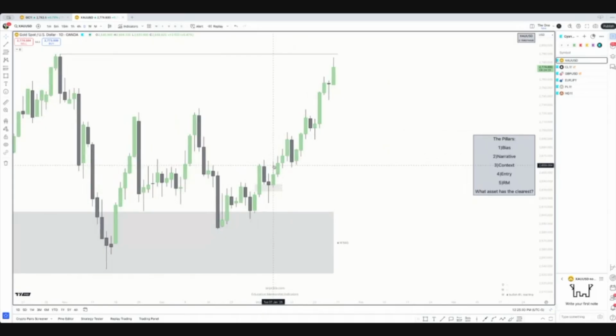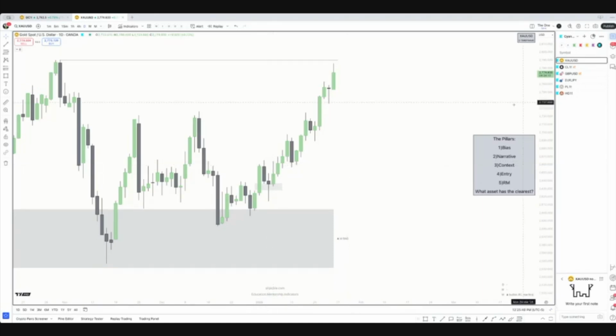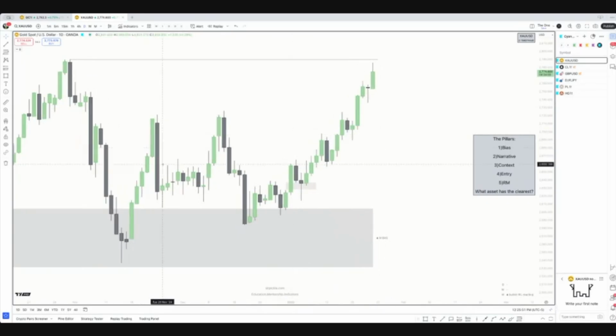How can we identify low probability conditions, and how can we identify once we are out of them? This is important to understand. So how can we identify we are in low probability conditions? That is when both bullish and bearish fair value gaps are failing to follow through.